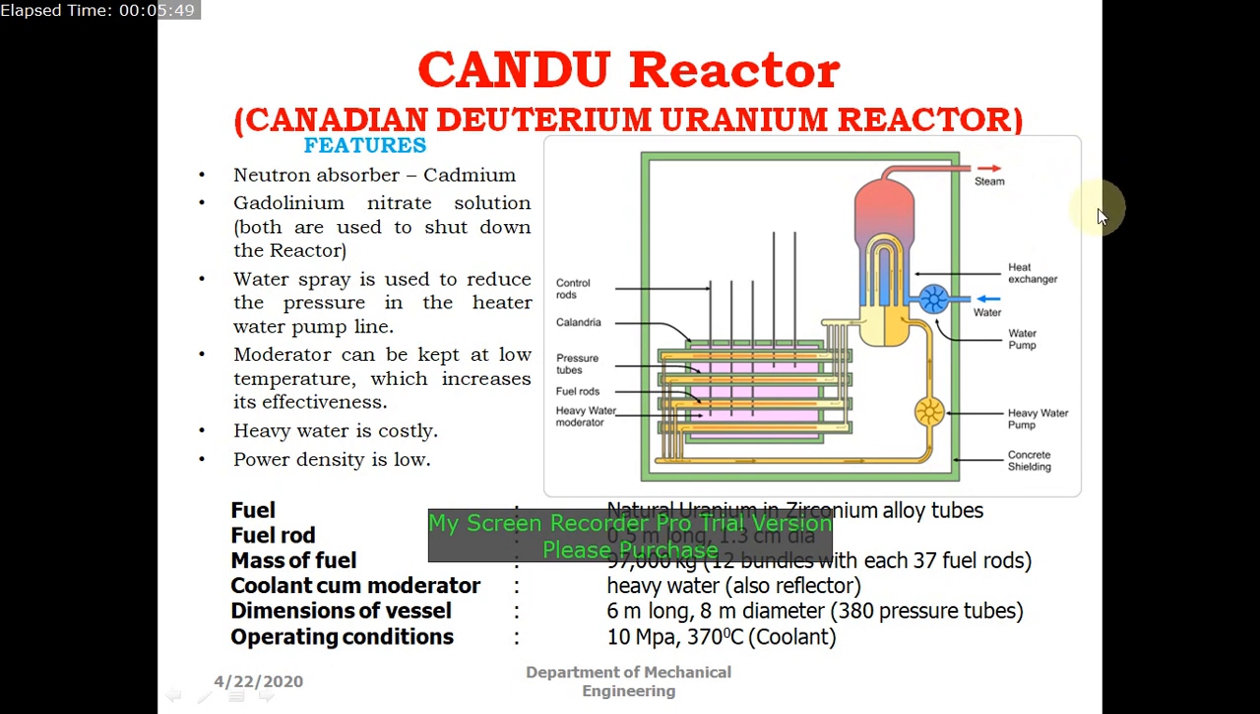After expansion, the wet steam is condensed in the condenser, and the obtained liquid water, that is feed water, is supplied back to the heat exchanger with the help of a feed water pump. So up to here it is okay. Now coming to the heavy water, after rejecting the heat in the heat exchanger, the water is extracted with the help of a heavy water pump, and now it is supplied back to the pressure tubes. So this is the flow path of coolant.